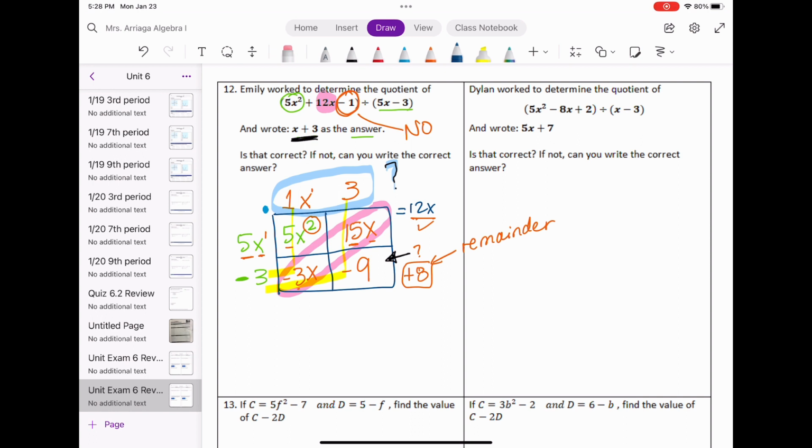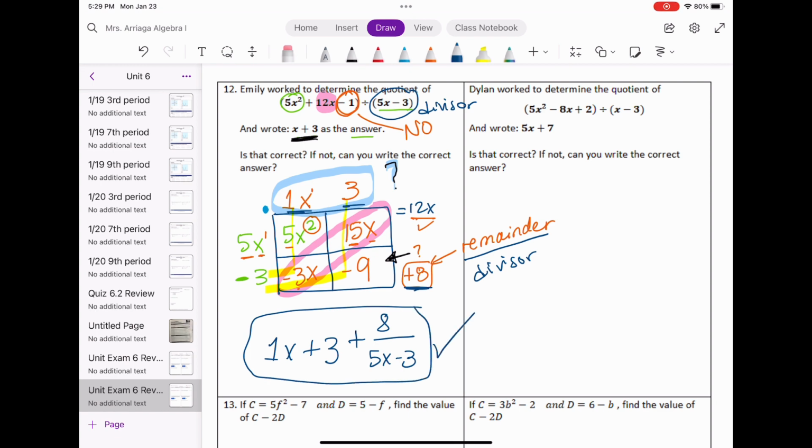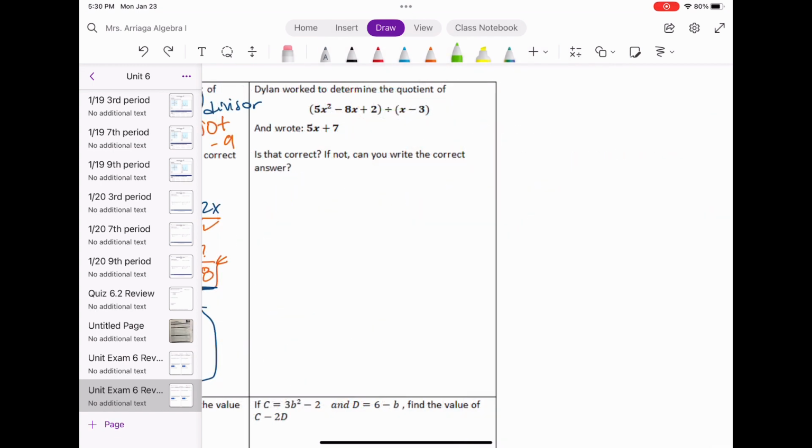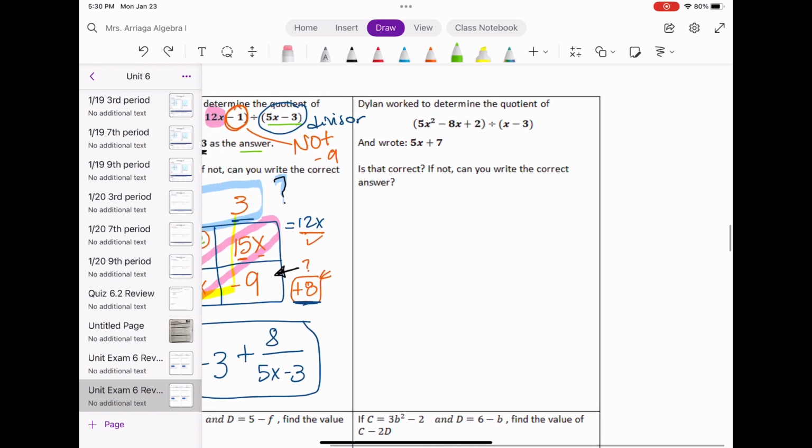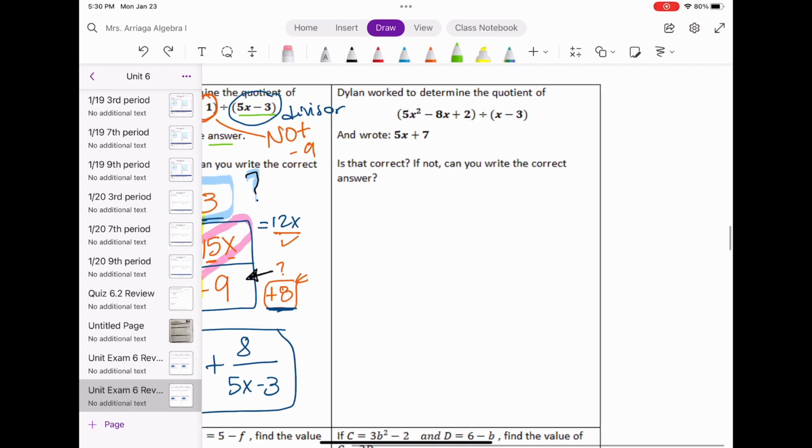And how do we write remainder? Well, if you don't remember, just pay attention. So our answer is going to be, like always, that top number, that top binomial. So x plus 3. That's the answer. Okay, but we also have a remainder. So we write plus, right, because it's plus 8 that we need. So plus 8 over the divisor. Remember, the way that we write the remainder is whatever the remainder is over the divisor. And that's the answer. See if you can see if Dylan got the right answer on the next question.